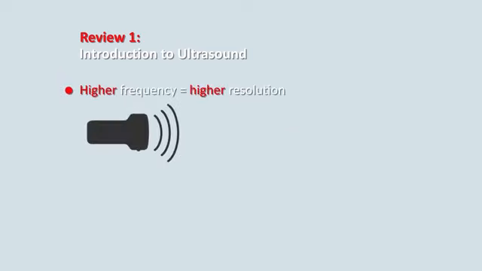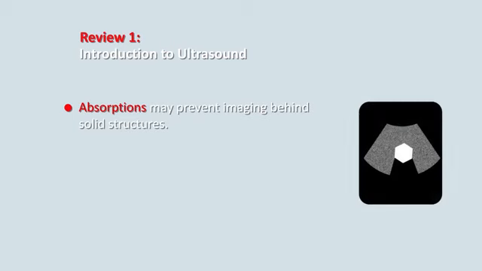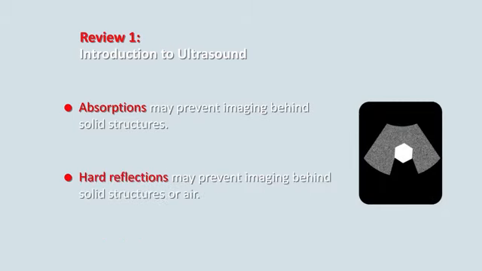Higher frequencies provide higher resolution images for shallow anatomy. Lower frequencies enable imaging deeper inside the patient. Absorption may prevent imaging behind solid structures. Reflection may prevent imaging behind solid structures or air.